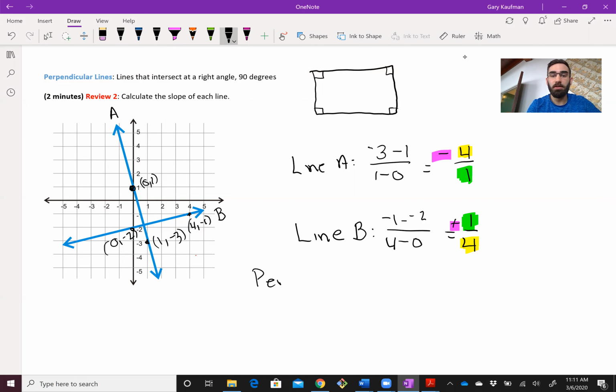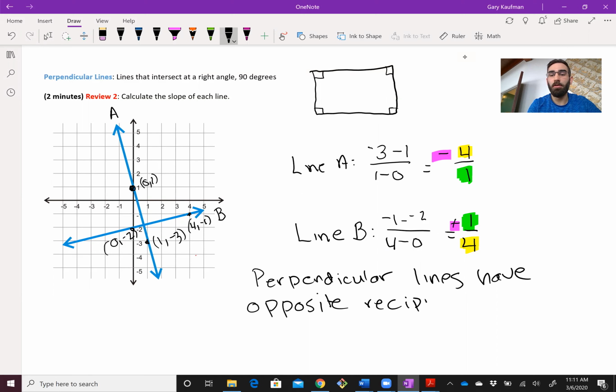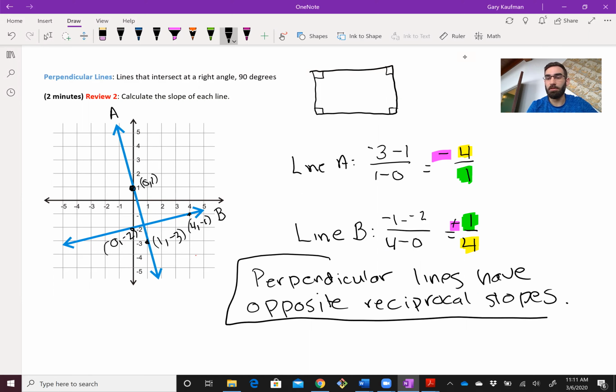So perpendicular lines have opposite reciprocal slopes. And I'm going to quickly go over that to make sure we know. So again, make sure we add this to our notes. This one's a little trickier. Opposite means if one is negative, the other is positive. Reciprocal, well, we learned that before. That's changing the numerator and denominator.